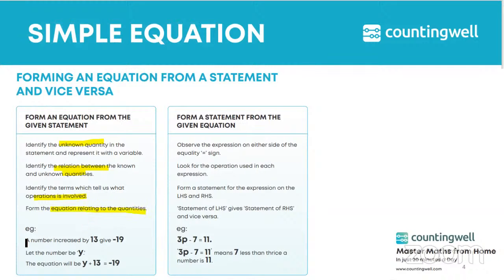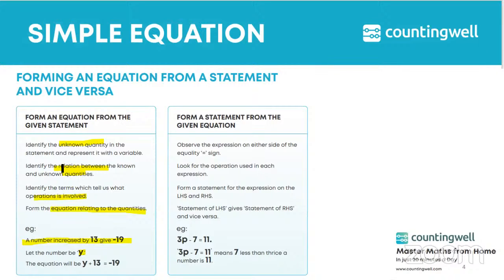For example, if you have a statement as given here, a number increased by 13 gives minus 19. Here, what is the unknown quantity? It is a number. So as we don't know that number and it is unknown, we take it as small letter y, which is a variable. So we are representing the unknown quantity, which is a number, with a variable small y.